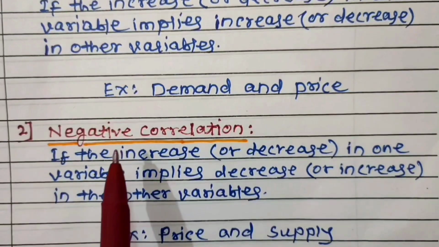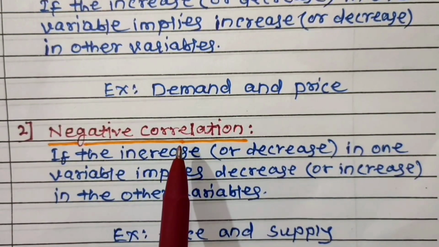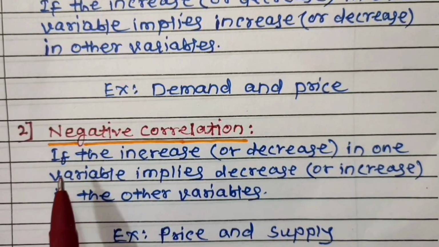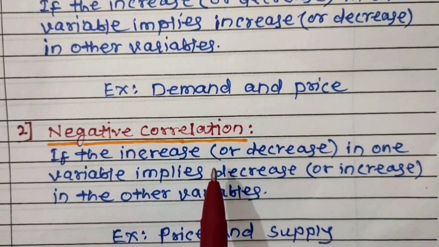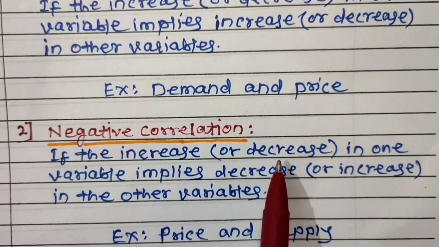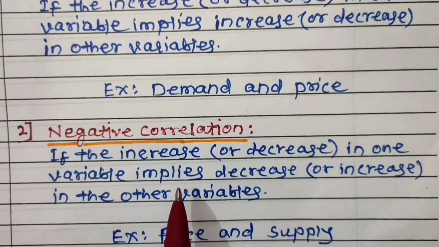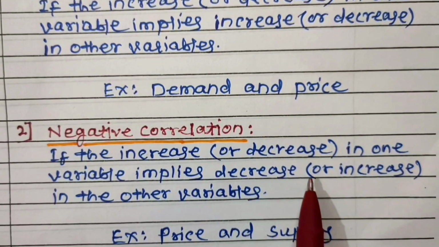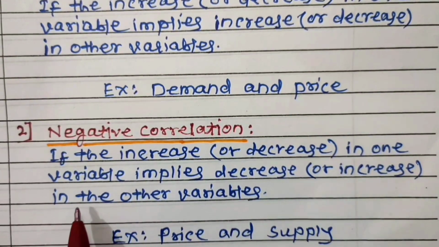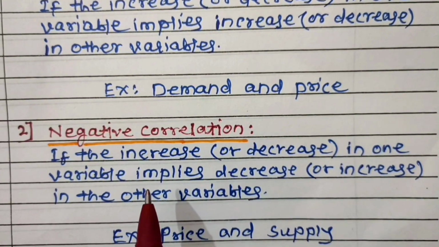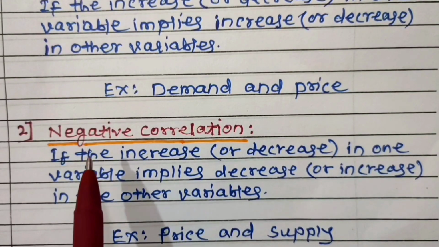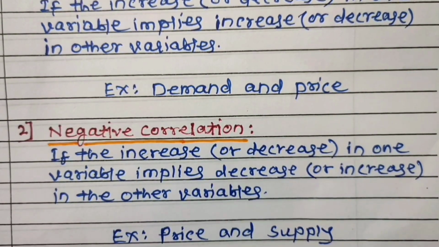Now type number two, which is known as negative correlation, and it is defined like this: if the increase or decrease in one variable implies decrease or increase in the other variable, then that correlation among the variables is known as negative correlation. And this is a general example, price and supply.